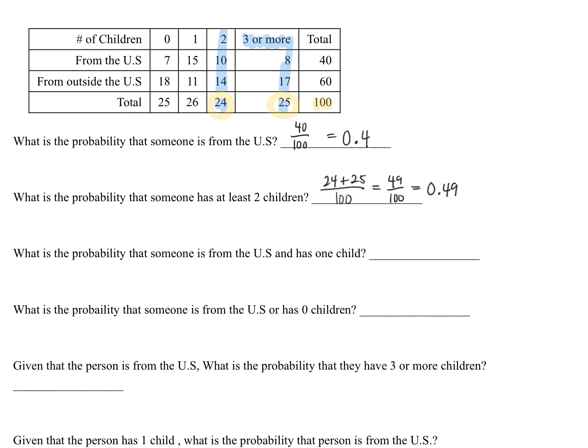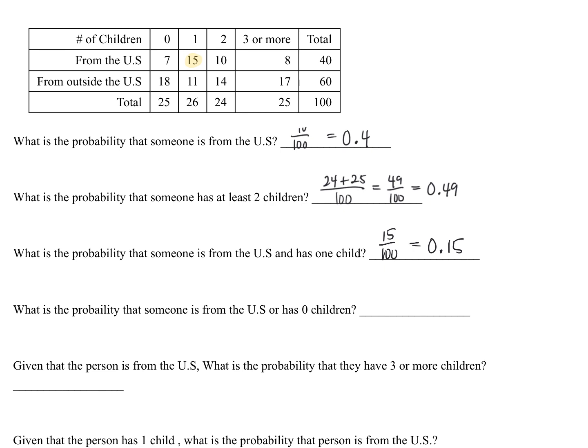What's the probability that someone is from the U.S. and has 1 child? Okay. So this and means we want to find where these things intersect. So they're from the U.S. and have 1 child. So 15 people are from the US and have one child. So that would be 15 out of 100, which would be 0.15.